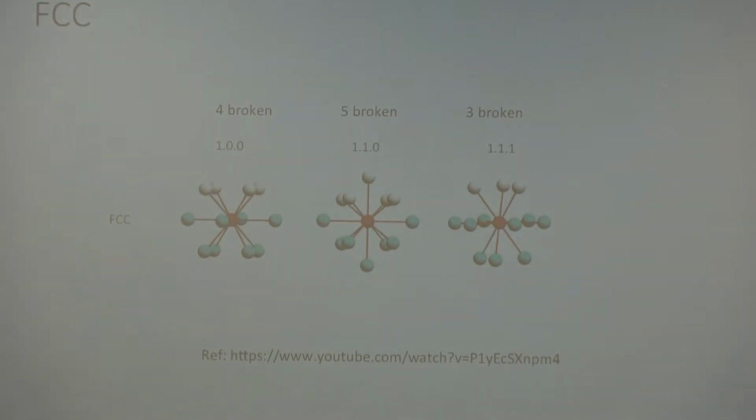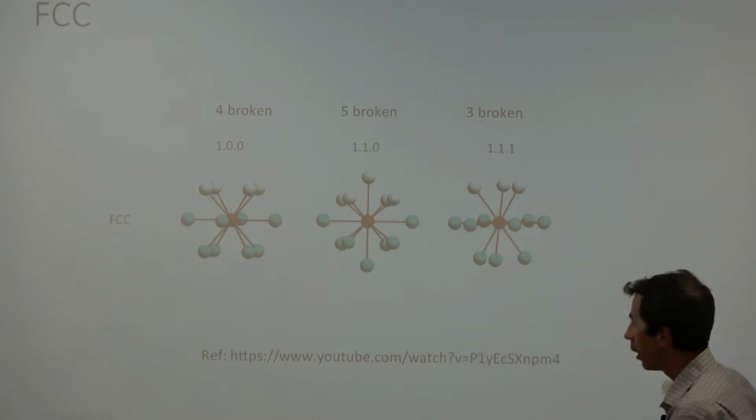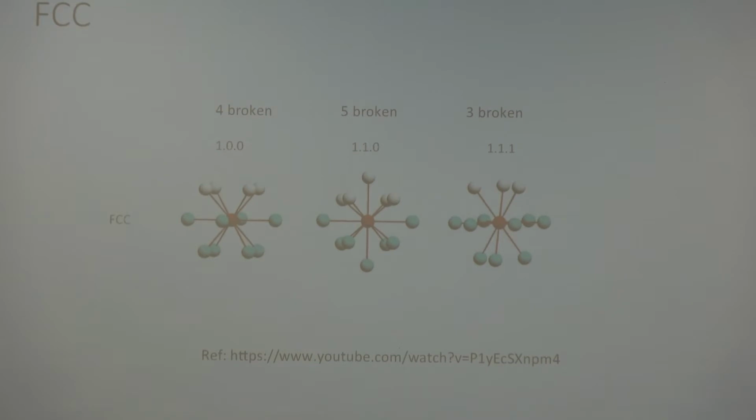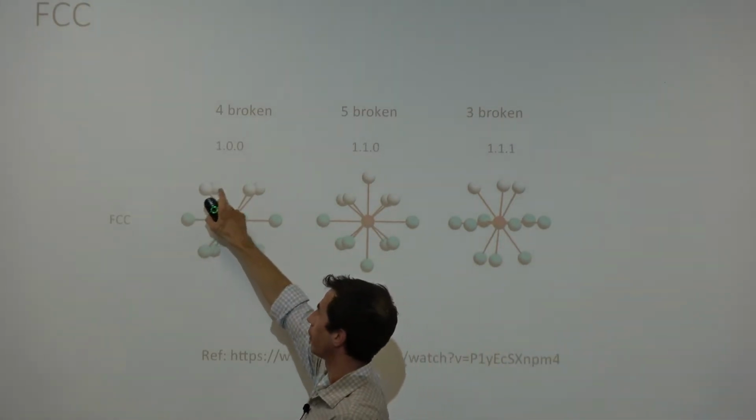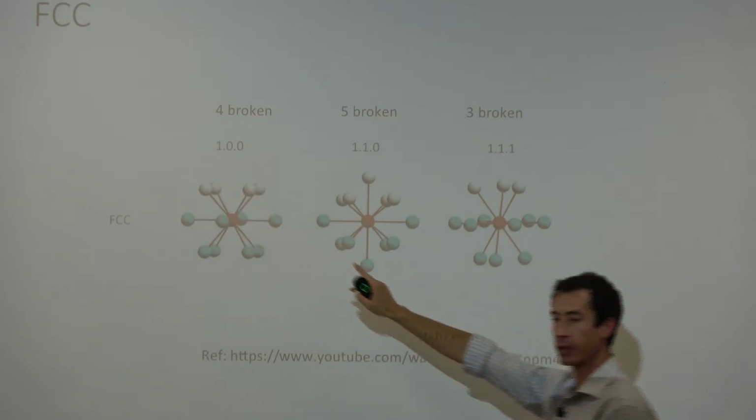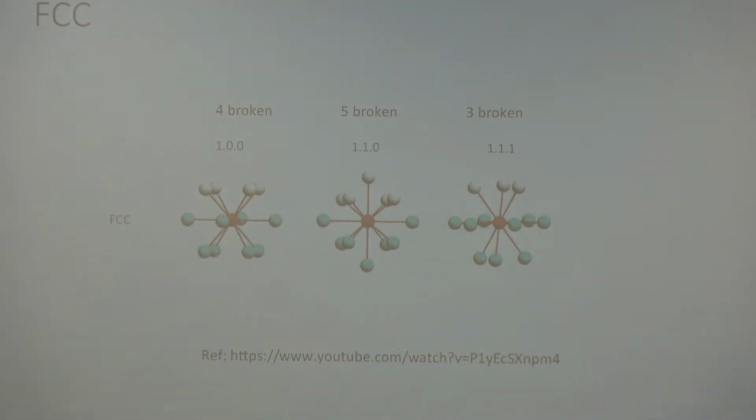Alpha, beta, gamma, delta? Okay. So for the answer, it is 4, 5, and 3 for 1, 0, 0, 1, 1, 0, and 1, 1, 1. But I just want to walk through it a little bit more. This is one way of looking at it, where the white ones are bonds that have been broken.